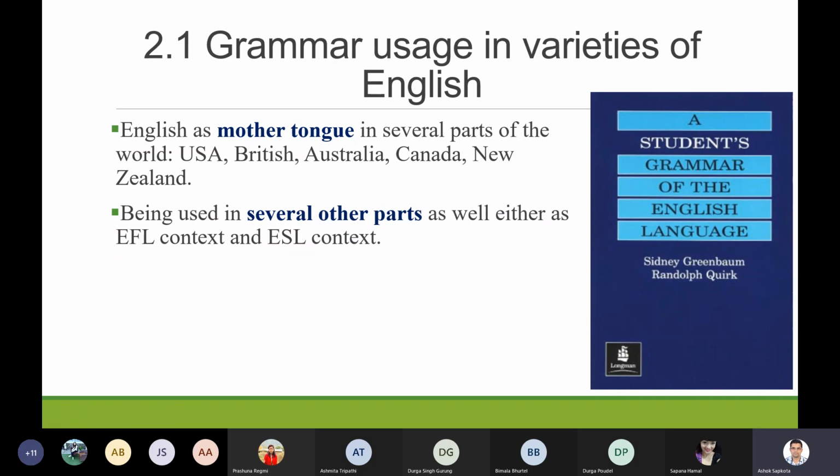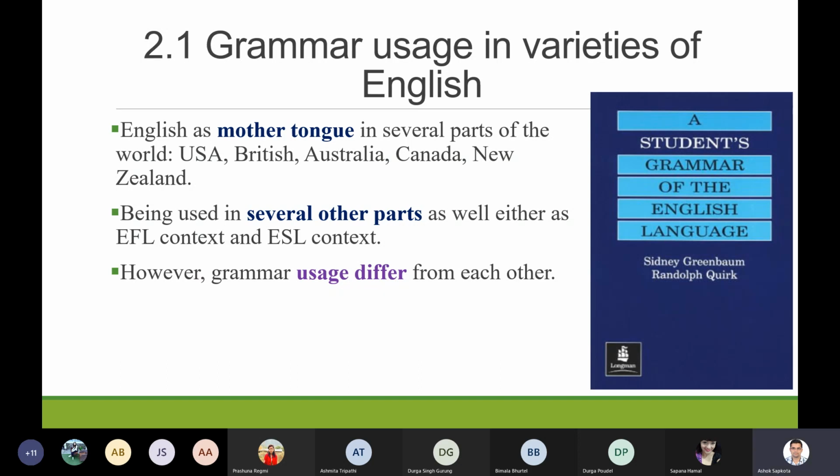English is also used in other parts of the world, either as English as a second language or English as a foreign language: ESL and EFL contexts. Now, let me say something about English as a second language. It particularly refers to those countries that were colonized by English-speaking countries in the past, or where English is used formally as an official language. These countries are not native-speaking English countries, but English is a dominant language in this context.